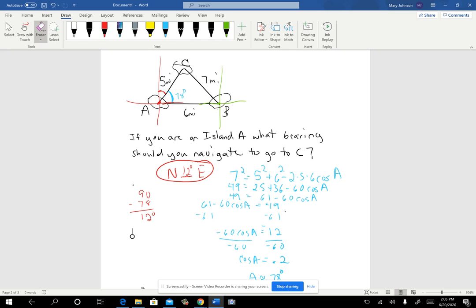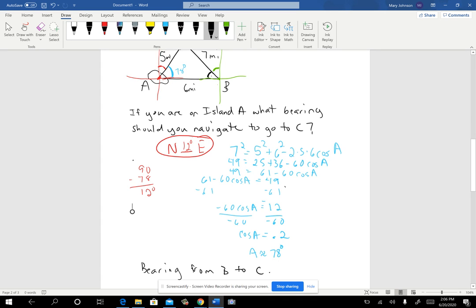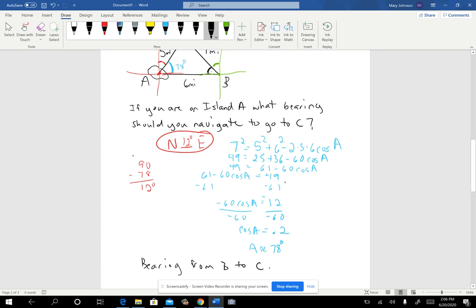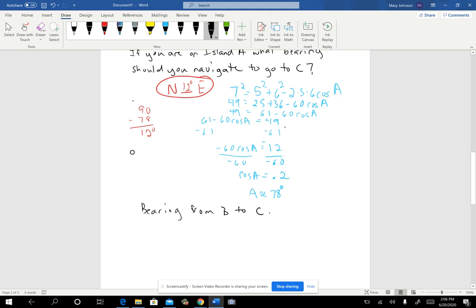Let me erase the island so you don't see that. What I'm going to be wanting in my answer will be this angle, but what I'm going to be able to find using the law of cosines is that angle. All right, so we're going to do the 5 on a side by itself. So 5 squared equals the 6 squared plus 7 squared minus 2 times 6 times 7 times the cosine of angle B.